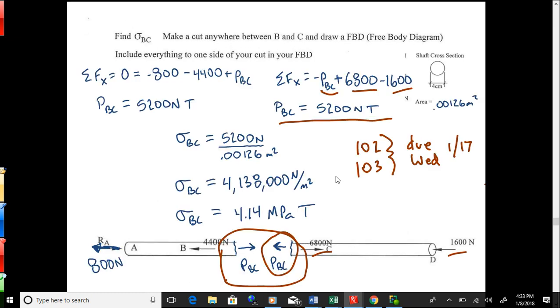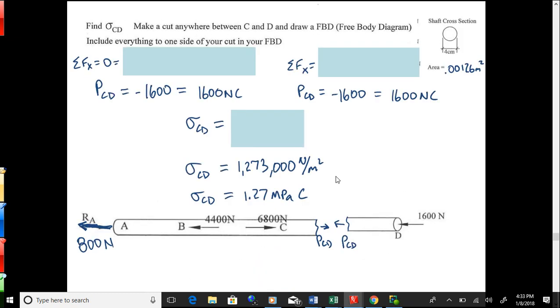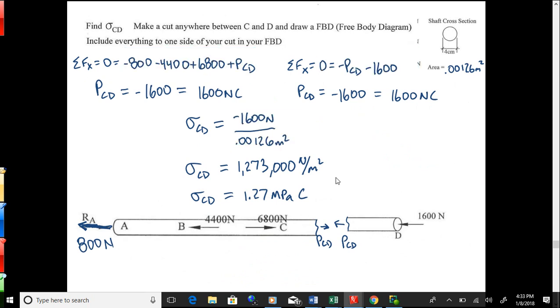For finding CD, could you just choose the other end? Yeah, you could use whichever end you want. Use the one that's easy, that has the fewest forces. So, the force around C is cut off? I'm sorry? So, 6,800, is it included? Right, because we're between C and D, so I'll cut here, take the right-hand side.